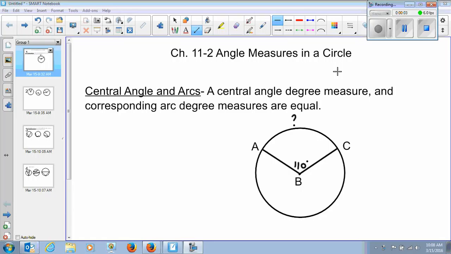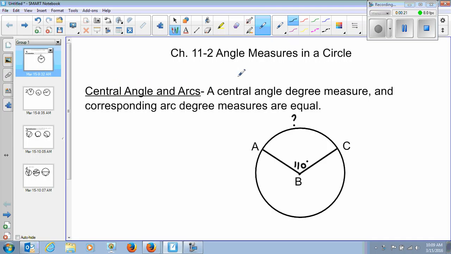Welcome back, Warhawks. Today we are going to do chapter 11-2, talking about angle measures in a circle. Some of this is going to be difficult, some of it's going to seem somewhat easy, but hopefully we'll get through this together. Pay attention, I'll try to make this as quick as possible.